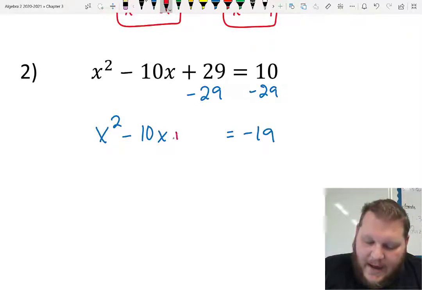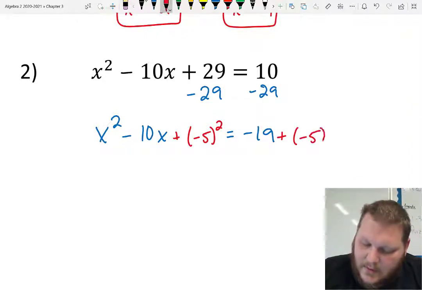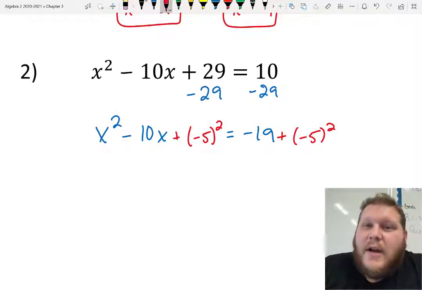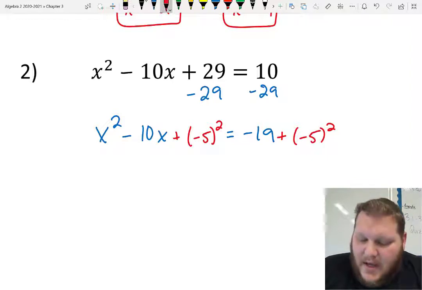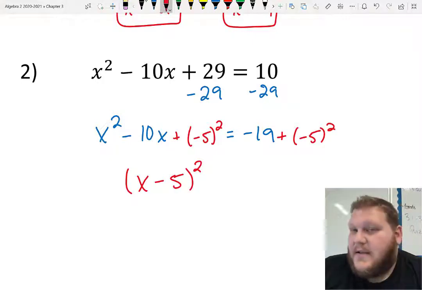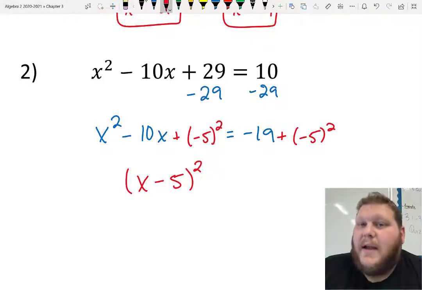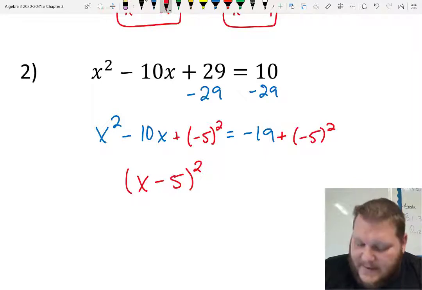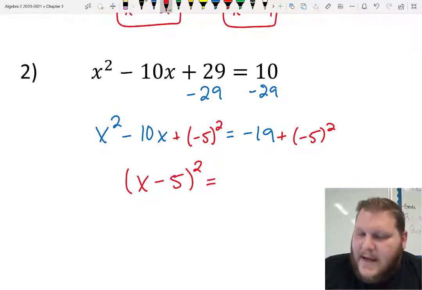From here, I'm going to add half of b, which in this case, half of negative 10 would be negative 5. So half of b, so negative 5 squared on both sides. Now, I write it as negative 5. We know negative 5 times negative 5 is going to be a positive 25, but I always leave it as half of b because this next step here, where it factors out, it's always x and then whatever half of b was. So in this case, because half of b is negative 5, my answer ends up being x minus 5, parentheses squared.